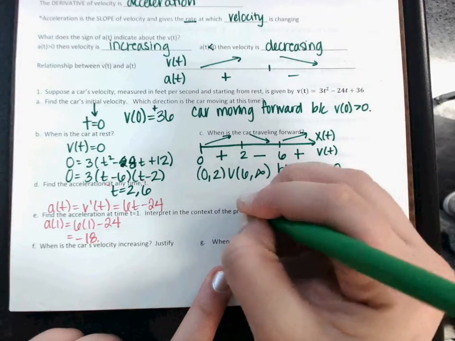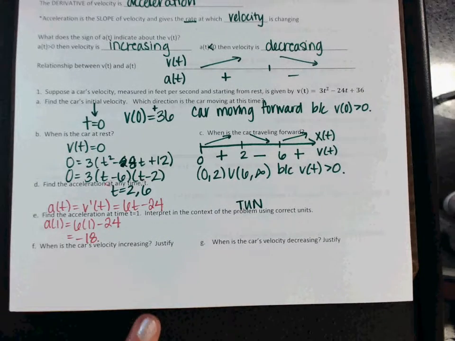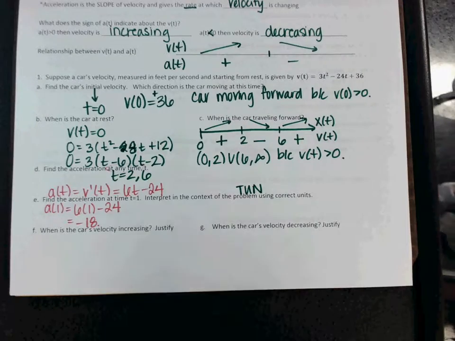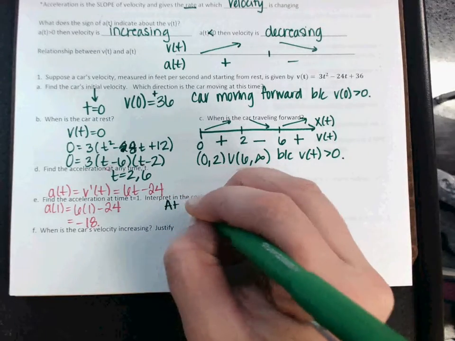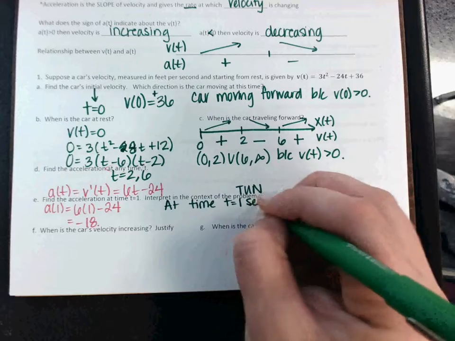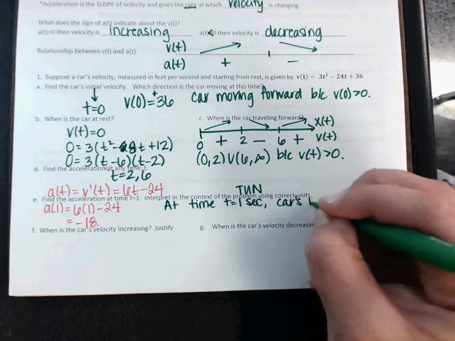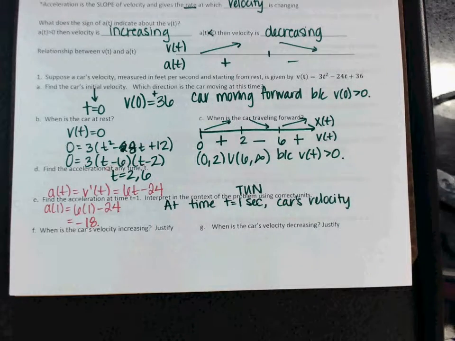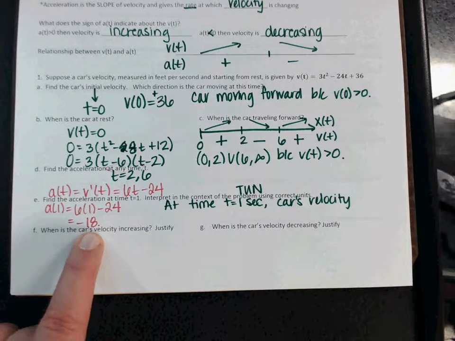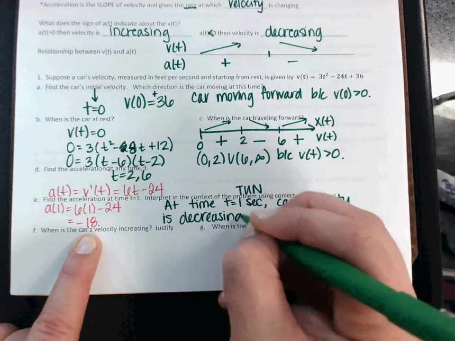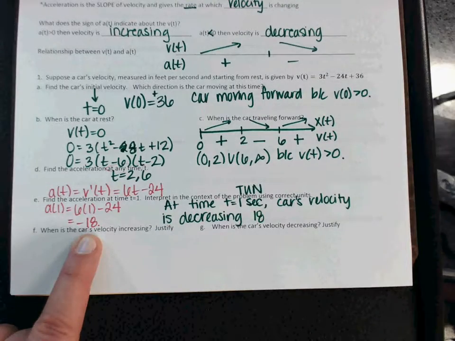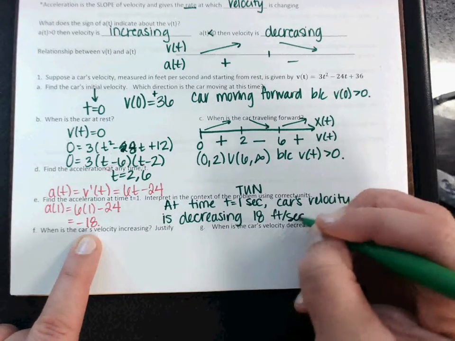That's your ton of information. Okay, T stands for time. You have to include units. You have to use the noun in the problem. So what's the noun in the problem? The car. So at time T equals 1 second, the car's velocity, because remember, this is V prime, right? If it's negative 18, what is the car's velocity doing? Increasing or decreasing? Decreasing. Is decreasing 18, this is measured in feet, so feet per second squared.